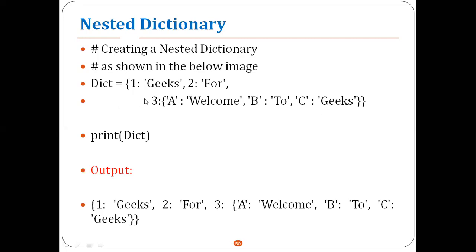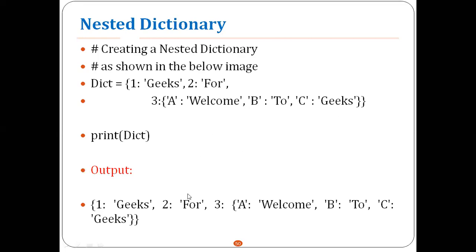In this key value pair, 3 is the key, no issues, whereas the value itself is a dictionary, right, which contains 3 elements or 3 items in it: A colon welcome, B colon 2, and C colon gigs.